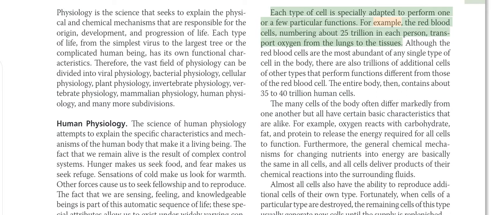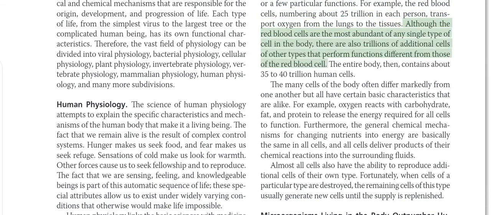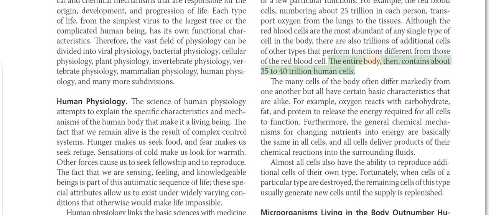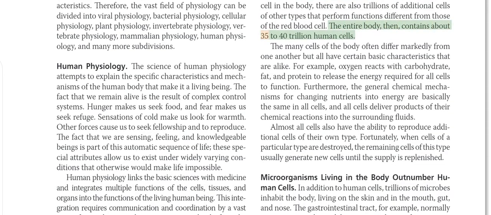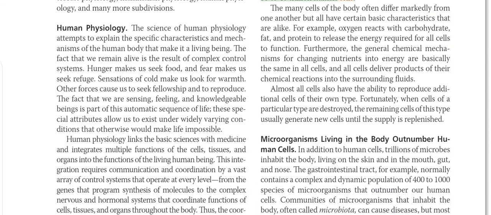For example, the red blood cells, numbering about 25 trillion in each person, transport oxygen from the lungs to the tissues. Although the red blood cells are the most abundant of any single type of cell in the body, there are also trillions of additional cells of other types that perform functions different from those of the red blood cell. The entire body, then, contains about 35 to 40 trillion human cells.